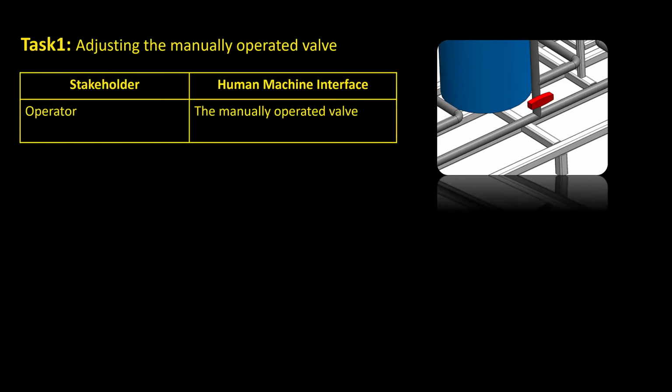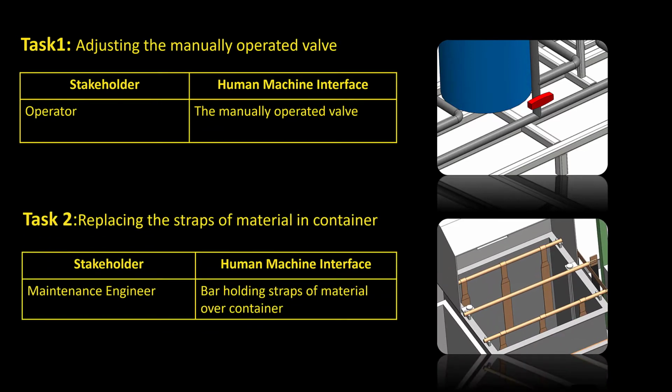We'll be looking at 2 main tasks in this video: adjusting a manually operated valve and replacing scrap material in a container, and you can see the relevant stakeholder and human machine interfaces for each task on the screen now.